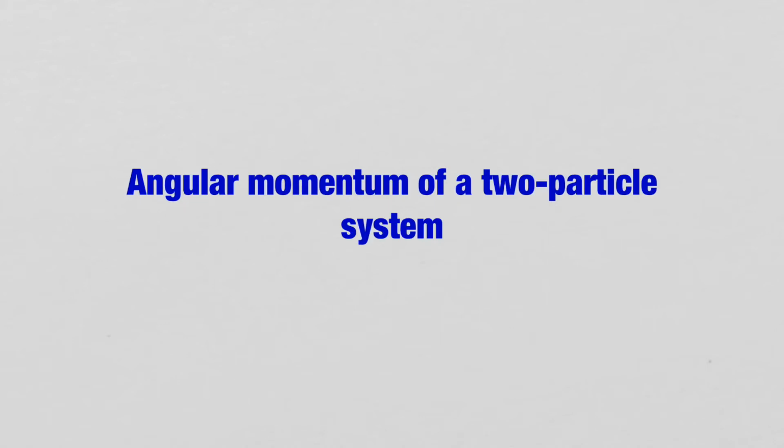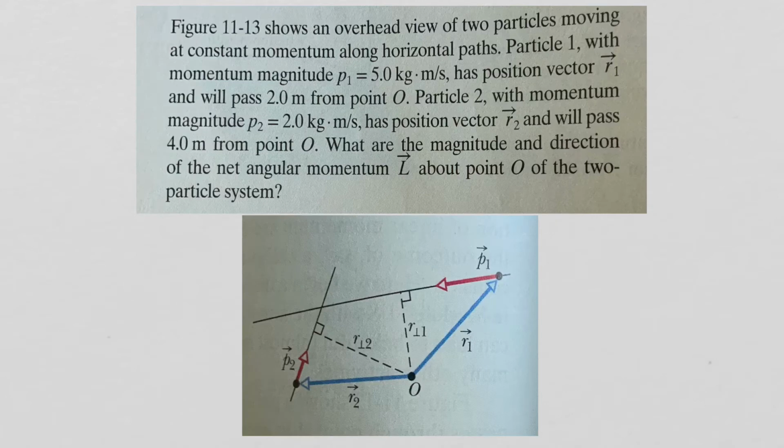Let's see how we can calculate the angular momentum of a two-particle system. Let's consider a system of two particles that move in space. Particle number 1 has linear momentum of 5 kilograms meters per second and a position vector r1. This particle passes 2 meters from the origin, which is at point O.